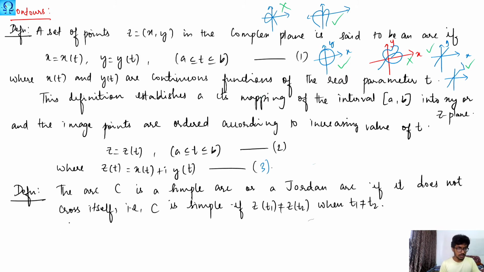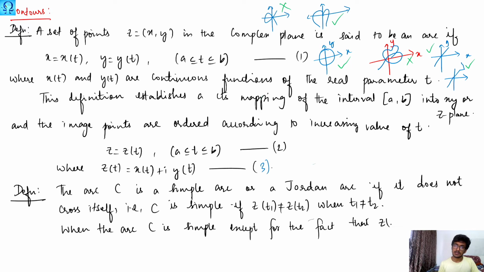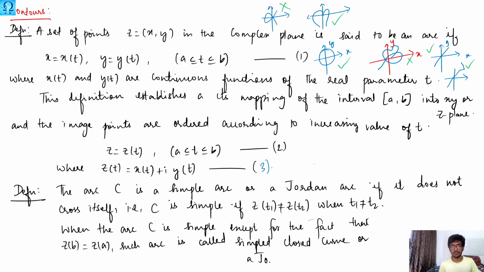The next one is when the arc C is simple except for the fact that z(b) equals z(a). Such an arc is called a simple closed curve or a Jordan curve.